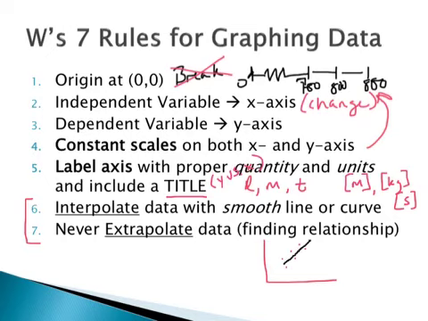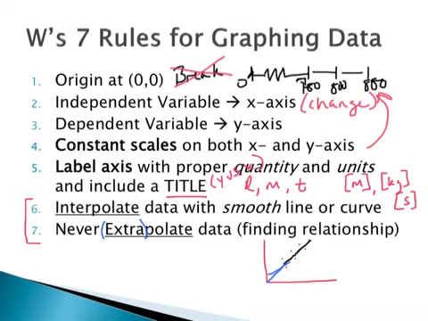Okay. Extrapolating data means going outside. Extra means to go beyond. So you're going outside your data. Unless using a computer program, when you're drawing it by hand, you never extrapolate the data. Meaning, I'm not going to take this line and all of a sudden extend it to 0, 0, because I don't know if it's going to start at 0, 0. Maybe it starts with some y-intercept.